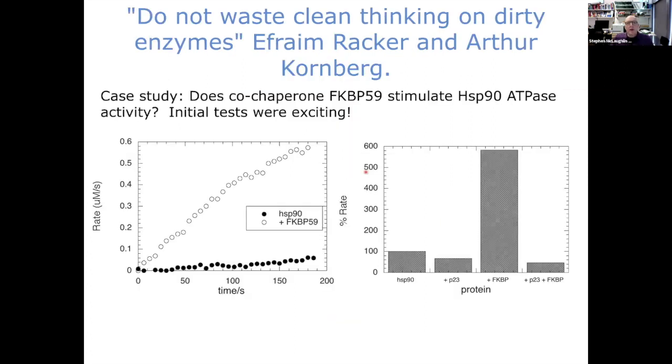Okay, another thing, of course, is to not waste time on using bad reagents. The classic quote here is don't waste clean thinking time on dirty enzymes. And here's a case study that I did way back when I was looking at this chaperone HSP90, which is an ATPase. It's got lots and lots of co-chaperones, and there was always a question at that time of, well, what do all these co-chaperones do? So I purified this one from E. coli called FKBP59. We put it into the ATPase assay. Here's HSP90. When we added in FKBP59, there was a massive boost in the very, very low rate of ATPase activity. So that was really exciting.